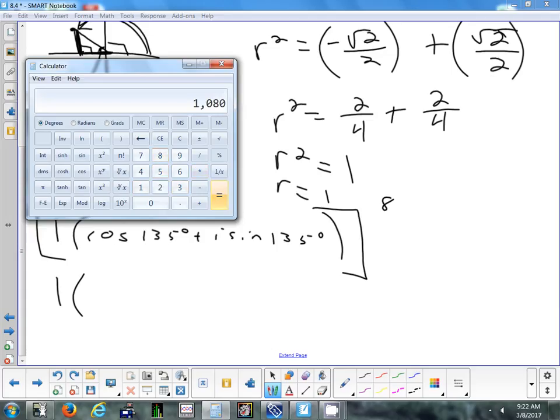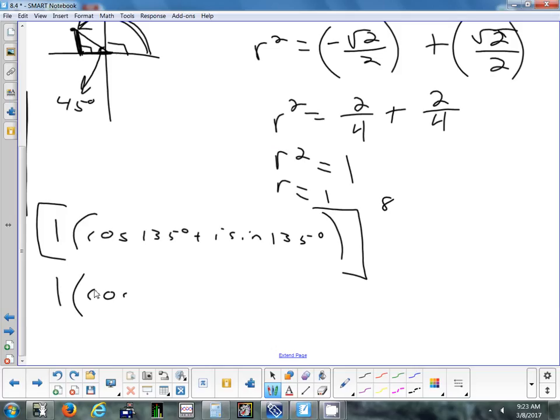But that's a pretty big angle. So what can I do to make that angle smaller? I can minus 360. How about now? Do it again. I'll do it one more time, yeah. So the angle turns out to be 0. Okay? So cosine 0 plus i sine 0.